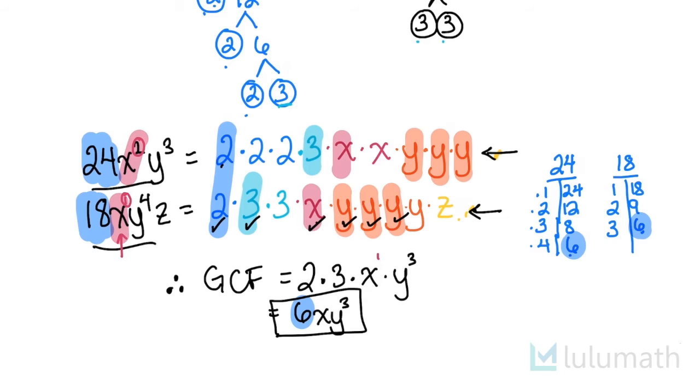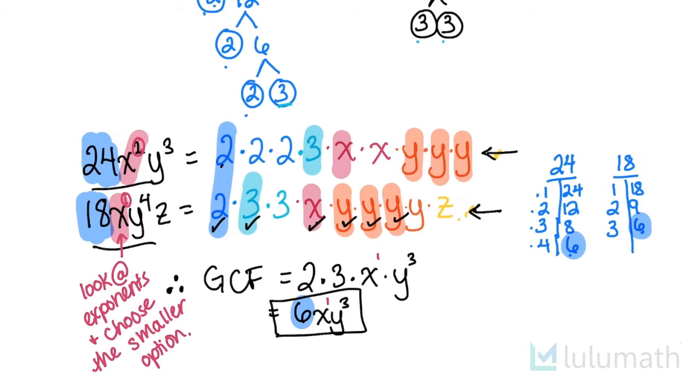So the largest thing that I can divide x to the power of 2 and x to the power of 1 by is this x to the power of 1. Well, what does that mean that I should do? I should look at my exponents and choose the smaller of the options. So we're going to choose the smaller option, okay?